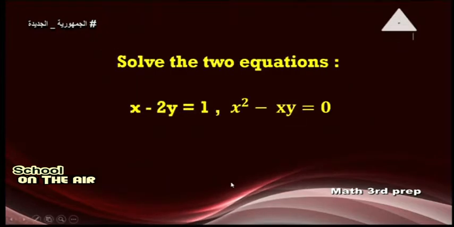Another example: solve the two equations together. One of them is first degree and the other is second degree. And x to the power 2 and xy are each terms of a second degree equation.